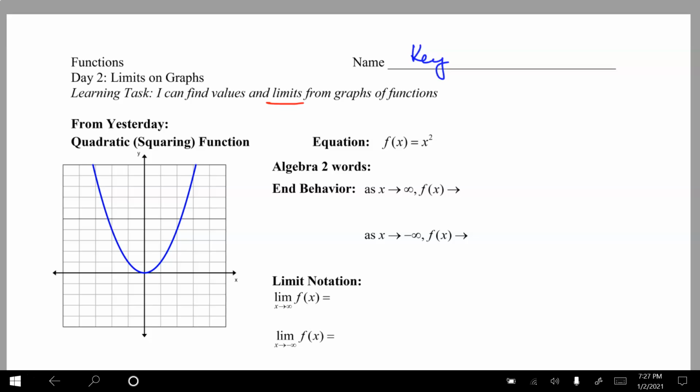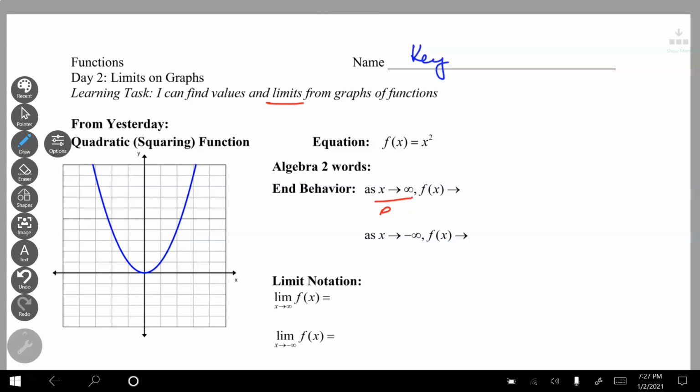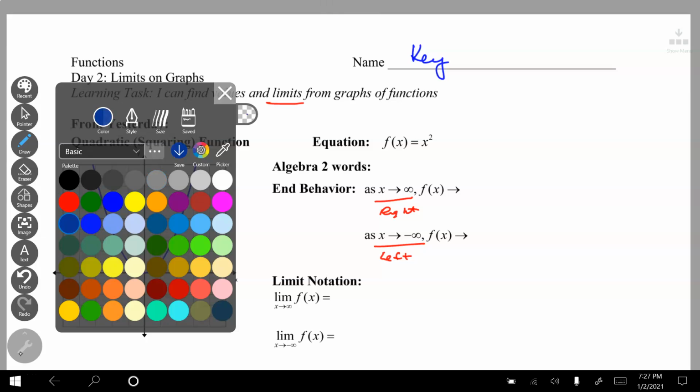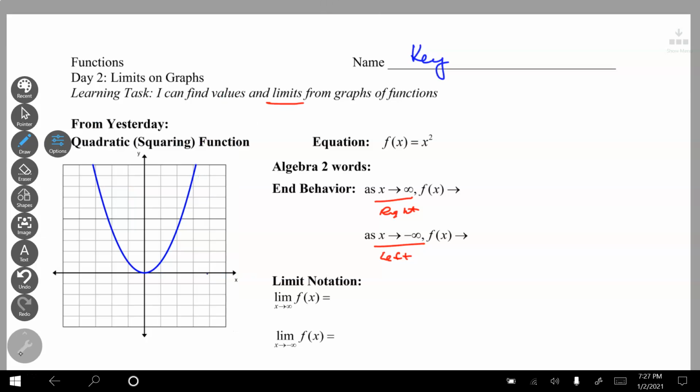So yesterday we looked at this quadratic x squared function. We talked about the end behavior. We talked about as x goes to infinity is the right side of the graph, and as x goes to negative infinity is the left side of the graph. And we looked carefully at this right side. As I go farther right on the x, this graph is going up to infinity. And if I go farther left, this left side is going up to infinity. And this was the notation we used yesterday and probably used in Algebra 2 a year ago.